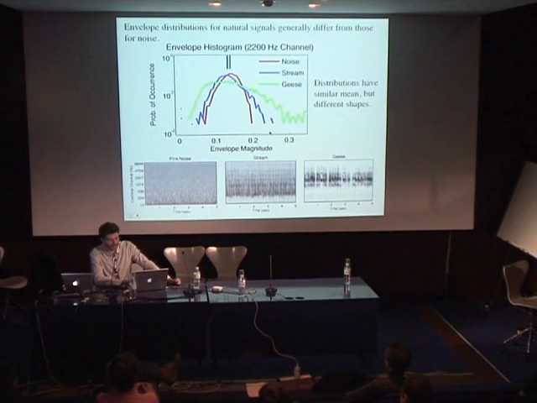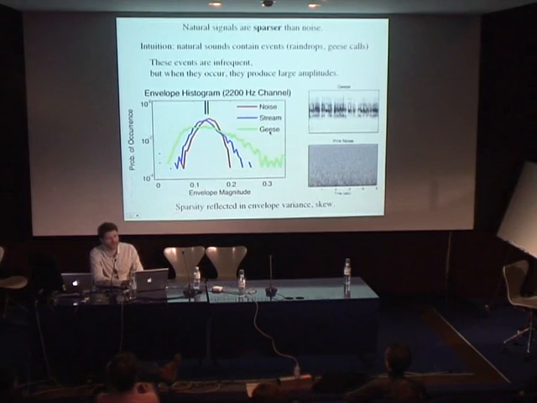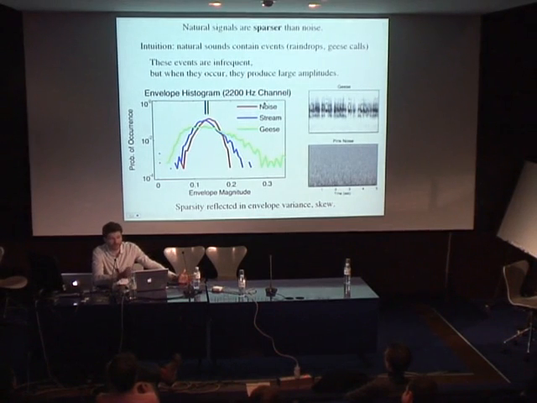These behaviors are examples of the common observation that natural signals tend to be what we call sparser than noise. The intuition is that natural sounds like rain contain events like raindrops or geese calls, and although these events are infrequent, when they occur they produce large amplitudes, and when they don't occur the amplitude tends to be low. The convenient thing about sparsity is that it's a property that differentiates all these signals, but it seems to be reflected in relatively simple statistics. For instance, the variance that tells you how spread out these distributions are, as well as the skew, which tells you which way they're tilted.